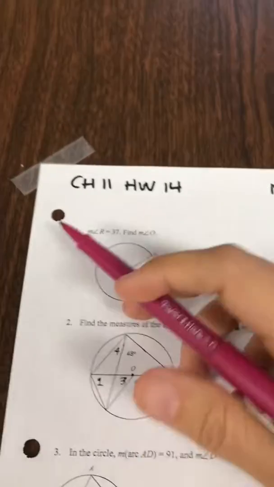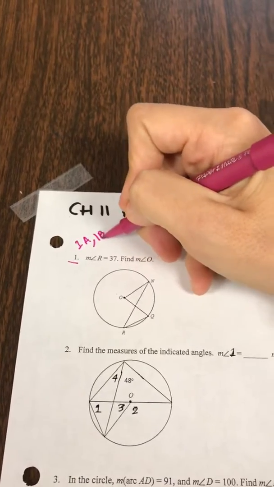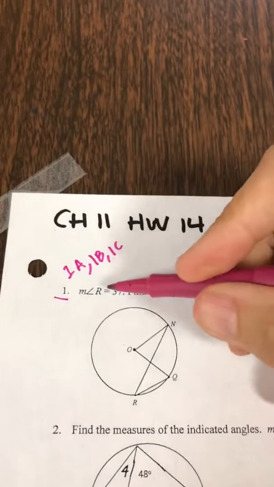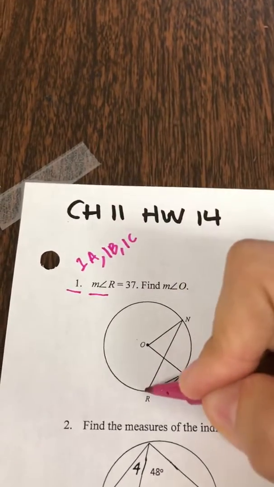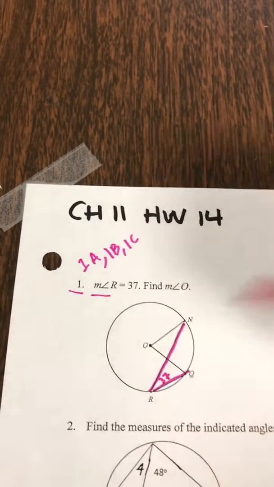This is a similar question to our notes, so I would suggest using your notes and any of the questions 1A, 1B, or 1C to answer this question. Okay, so the measure of angle R, here's angle R. They said angle R is 37.